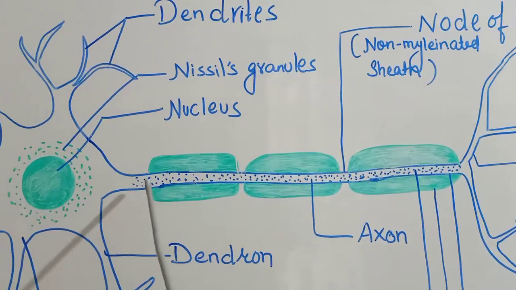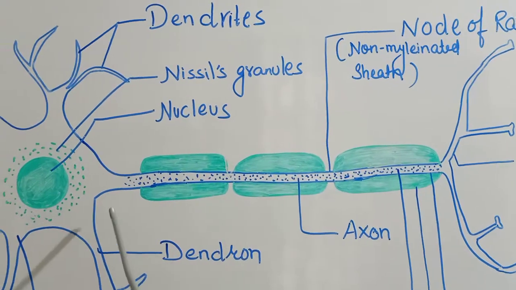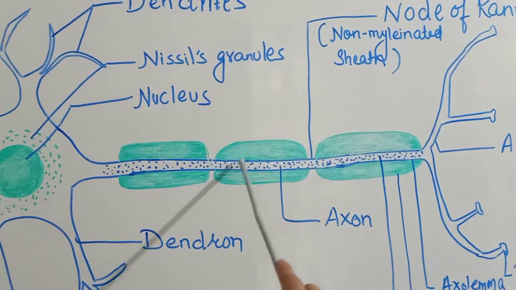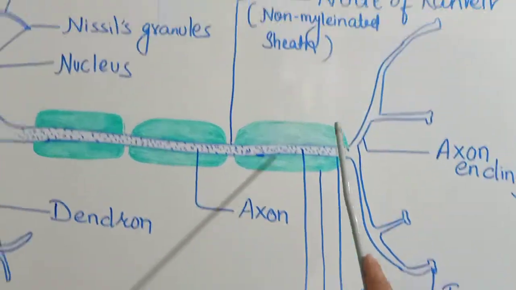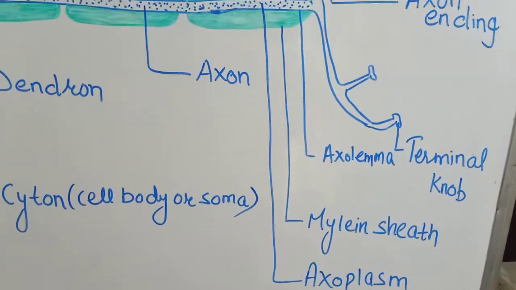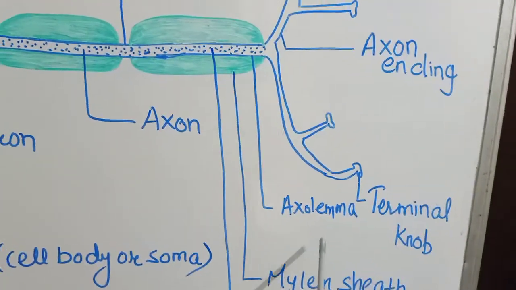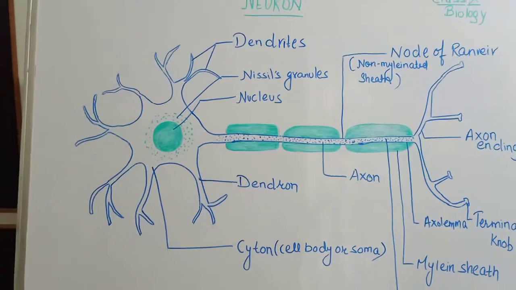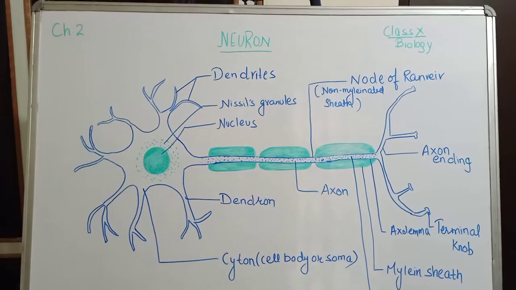One more important thing, that this axon, which is the longest fiber coming out of the cytone, also consists of some cytoplasm. This cytoplasm is known as axoplasm, and the outer layer of the axon is known as axolemma. So this is about the basic structural and functional unit of the nervous system, that is the neuron.